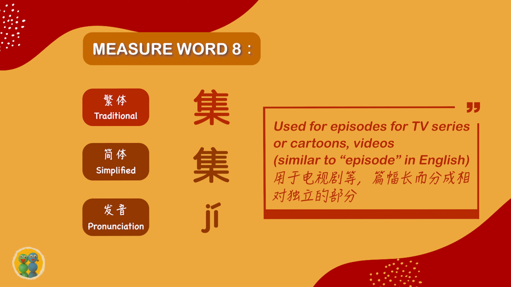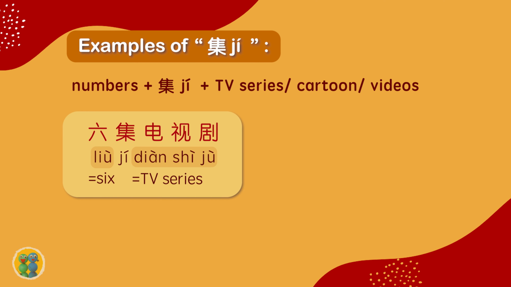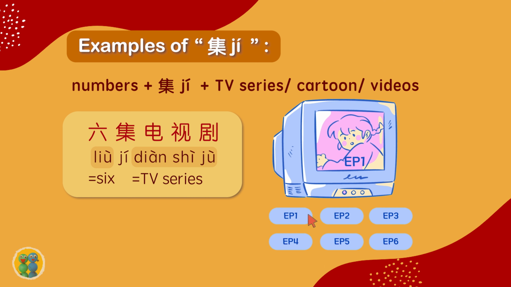The eighth measure word is 集, used for episodes of TV series or cartoons. It's similar to "episode" in English. Example: 六集电视剧. 六 means six. 电视剧 means TV series.